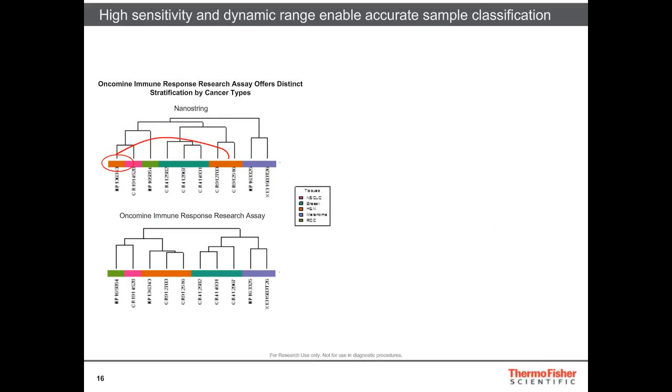And finally, we used the assay to distinguish these different types of tumor samples to confirm that indeed we were able to perform stratification by clustering and by tumor type. What we found with the Oncomine immune response assay is that the algorithm was able to clearly cluster the different sample types, whereas in Nanostring we didn't see quite such a clean ability to distinguish the sample types, reflecting perhaps the content and the performance, relatively speaking, of the two assays.